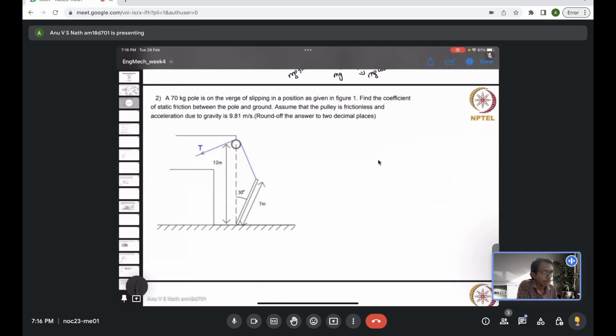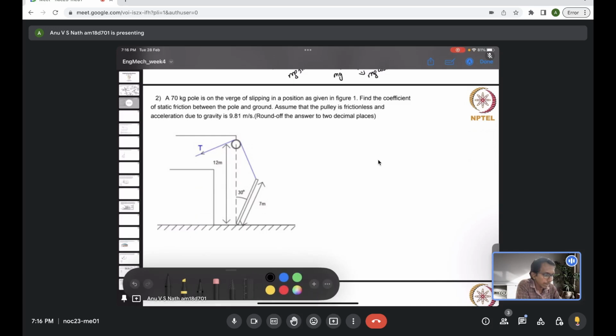A 70 kilogram pole is on the verge of slipping in a position as given in this figure. Find the coefficient of static friction between the pole and the ground. Assume that the pulley is frictionless and acceleration due to gravity is 9.81 meters per second squared. Round off the answer to 2 decimal places. So we are asked to find the static friction coefficient, assuming this entire setup is in equilibrium. I hope the question is clear.